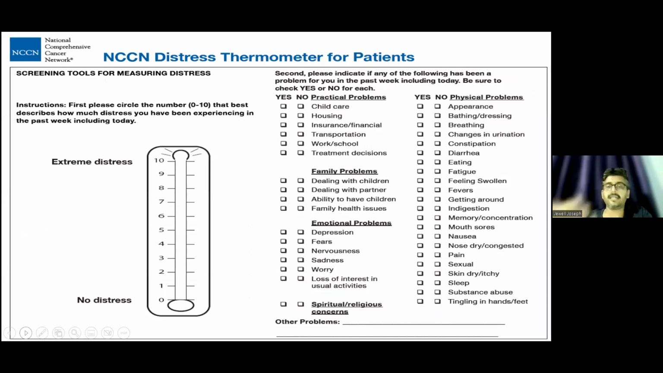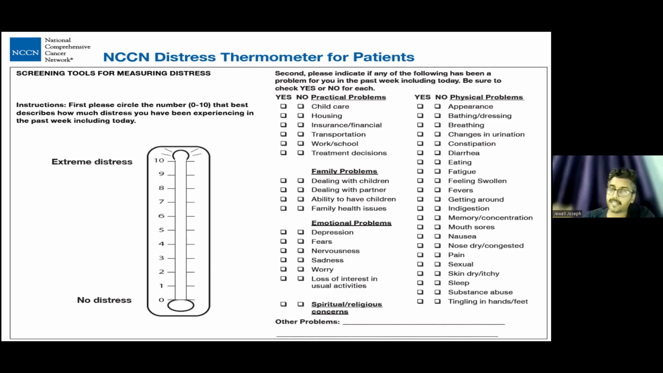this is the NCCN distress thermometer, which you must all be aware of. As I mentioned, this is not a pain screening tool, but since pain is a total experience, it is always useful to measure how distressed the patient is. The NCCN thermometer is a way of measuring the distress of the patient. We rate the distress scale from 0 to 10, where 0 is no distress and 10 is extreme distress. Any score equal to or more than 4 is considered moderate to severe distress.